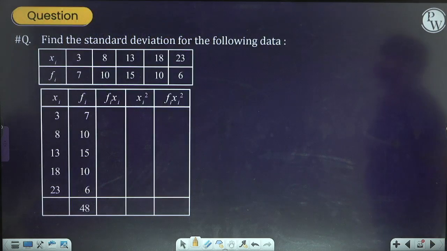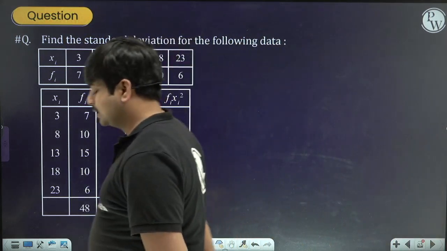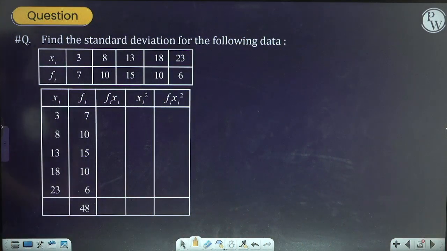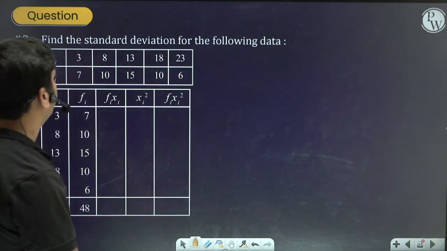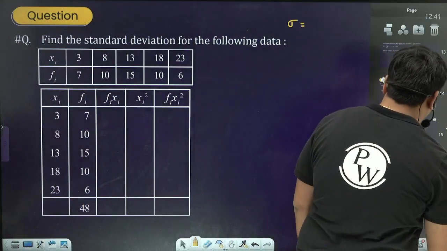Find the standard deviation for the following data. Okay, people, standard deviation, please do that. It's a discrete frequency, very easy question. So now it's better if you can go with the other formula. What is the other formula we're having? Can someone tell me? So for the standard deviation, we have already discussed the other formula. Let me go back if I can try to find that.